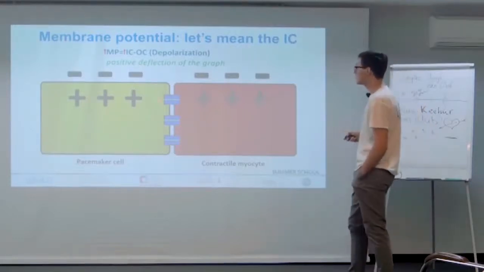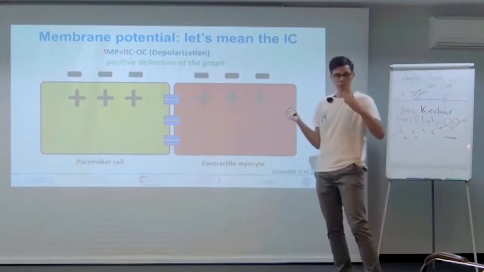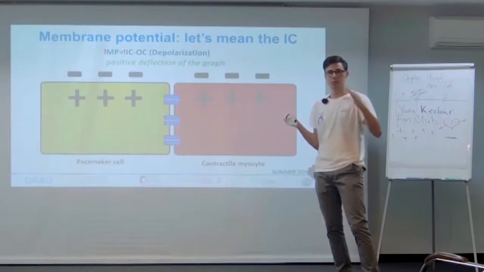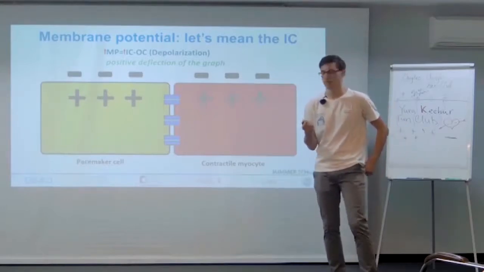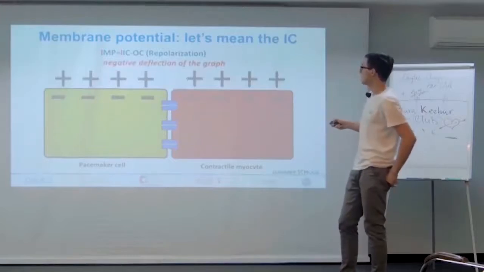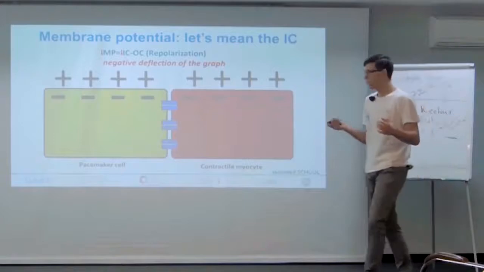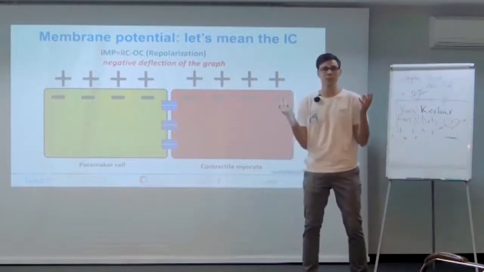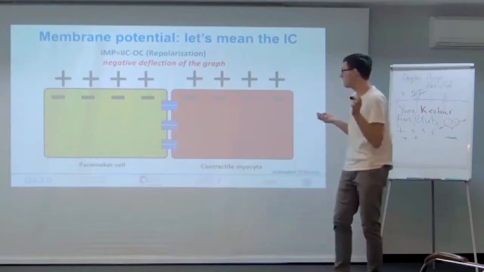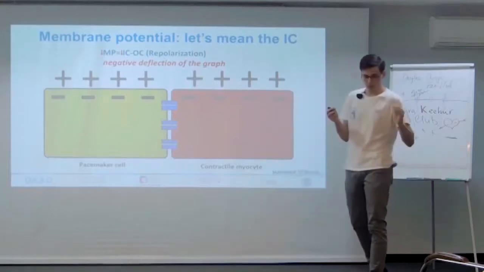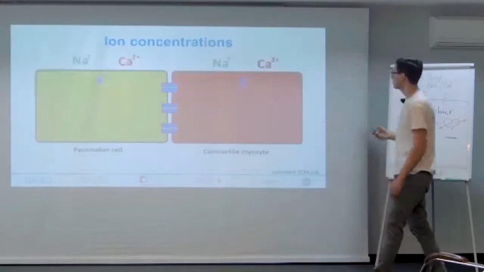If you increase the inner charge, the charge inside of the cell, the graph, which actually shows you a membrane potential, will increase or decrease? Increase. And if you decrease the inner charge, you will have a decrease of the membrane potential. So let's say that the membrane potential is the actual charge inside of the cell. Okay, it's pretty easy. If we increase it, the graph will go upwards, and if we decrease it, it will go downwards.